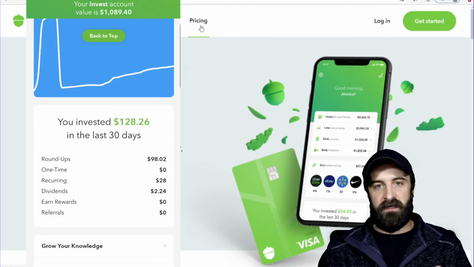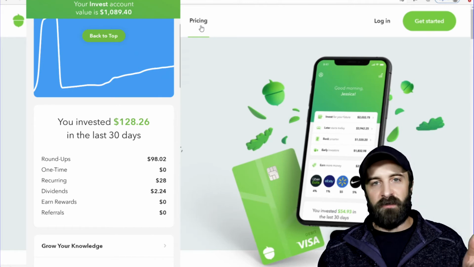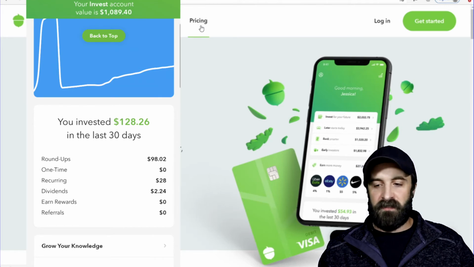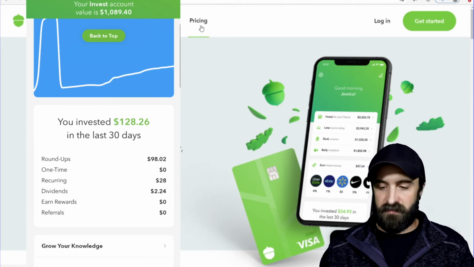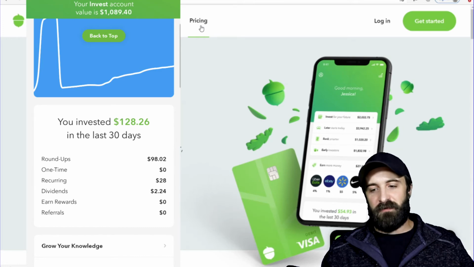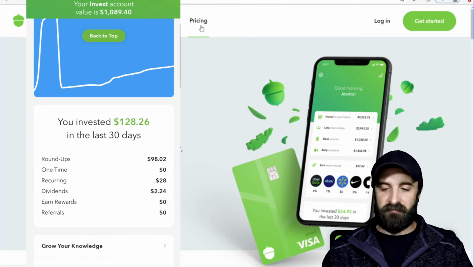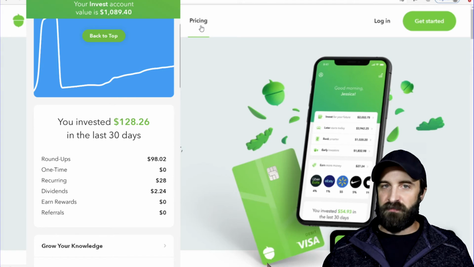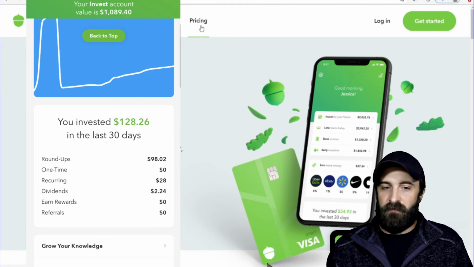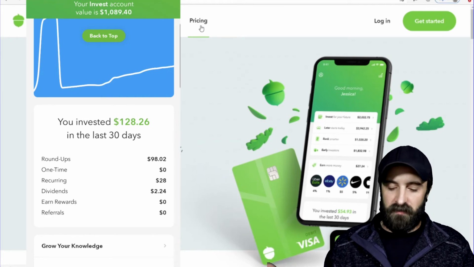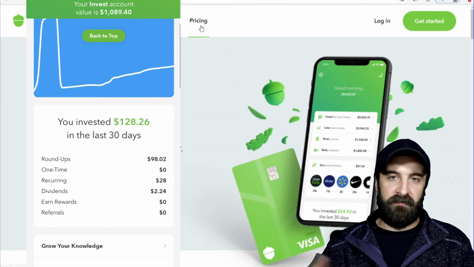So I have $128 invested. So $1 per day is going to be my regular investment, and then the rest of it is going to be all Roundups. So about $30 from my regular deposits, and then the other 100 is from the Roundups. And that's just normal spending. So my bills, gas, food, anything that we go do that comes from a bank account or a debit card, it just gets rounded up, deposited here, and then invested.